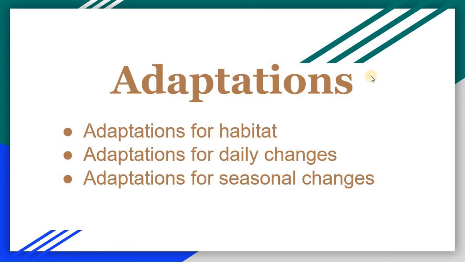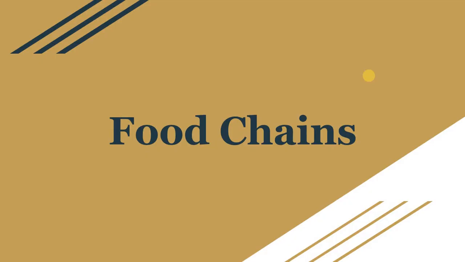And of course, organisms have special features. Plants and animals have special features that help them to adapt to, firstly, habitat, and to adapt to daily changes, adapt to seasonal changes. So the features, or sometimes we call the characteristics of an organism, help them to thrive and or help them to survive in those kind of conditions. Right, and we're going into food chains.